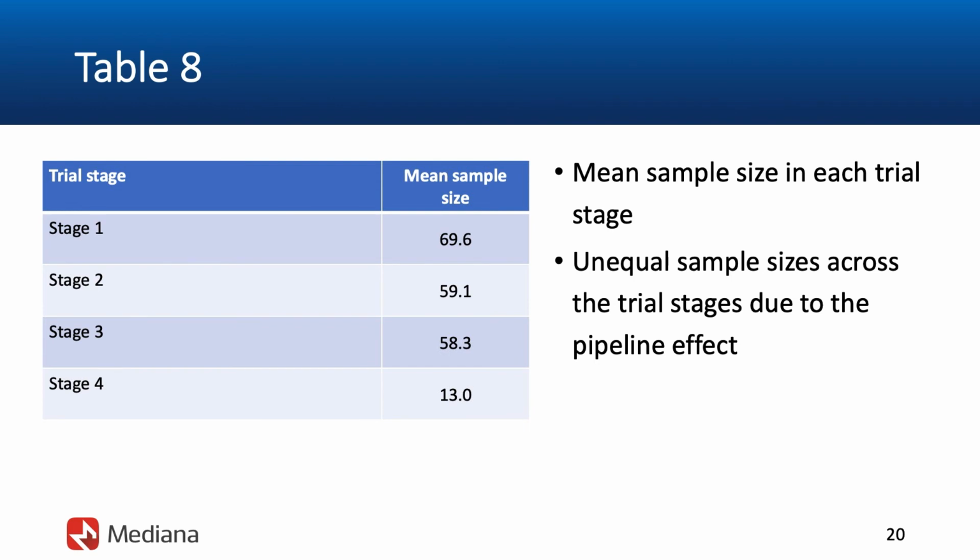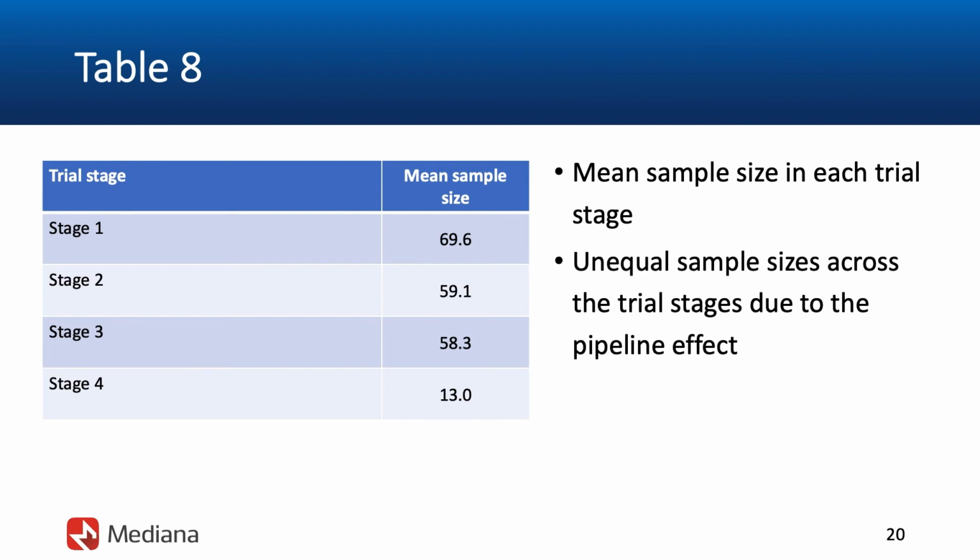We're going to begin with table 8. It shows us the average sample size by trial stage. We can see here clearly unequal sample sizes across the trial stages, and specifically when we look at the mean number of patients that were used in stage 1, that's 69.6, very close to 70 patients. And at the very bottom of this table, we see that only 13 patients contributed to stage 4. Why is that? Well, this is due to the pipeline effect that I described back in part 3.